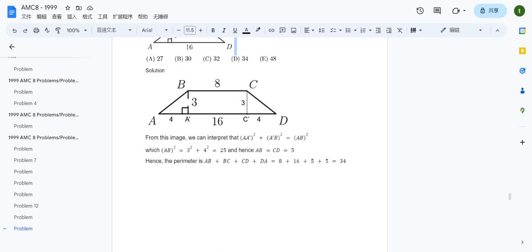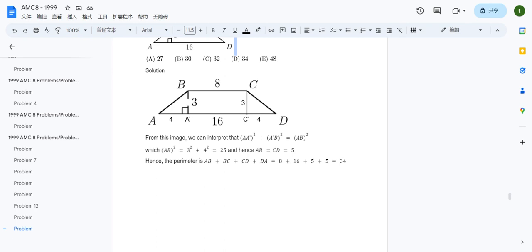3, 4, 5. So in this case, 3 squared plus 4 squared is equal to 5 squared. That is, AB is 5. And since AB is equal to 5, we use the same logic for CD. Without loss of generality, we are able to get CD is equal to BA is equal to 5.